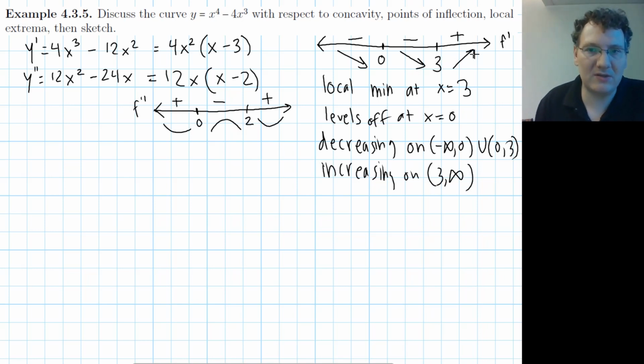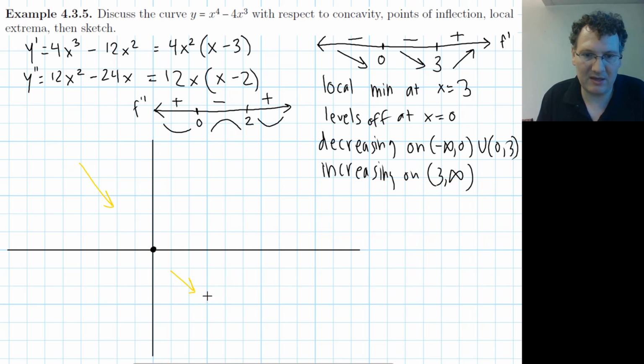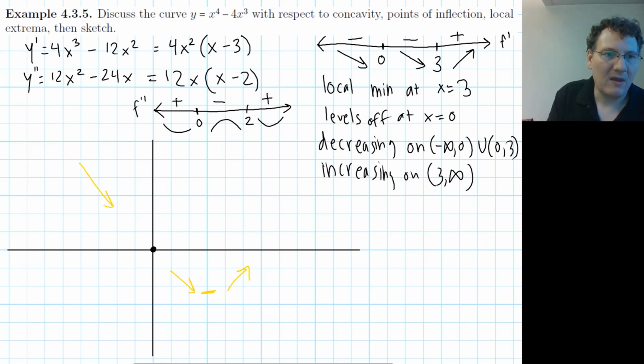So let's try to sketch this thing. Now it might be worth plugging in just a point to have some anchor point. And it's pretty clear that when x is equal to 0, then y is equal to 0. I'll put a couple guides in yellow. I want this thing to be decreasing. I want it to decrease some more. Actually, it's going to decrease, but it's going to level off at 3, and it's going to start increasing after that.